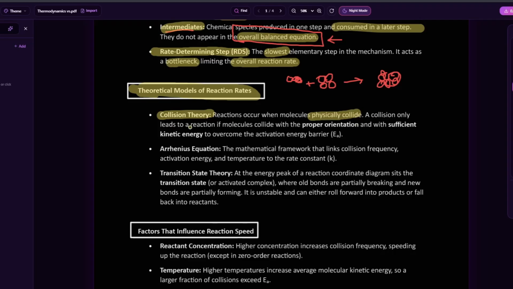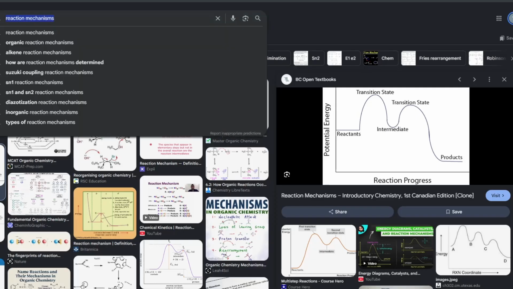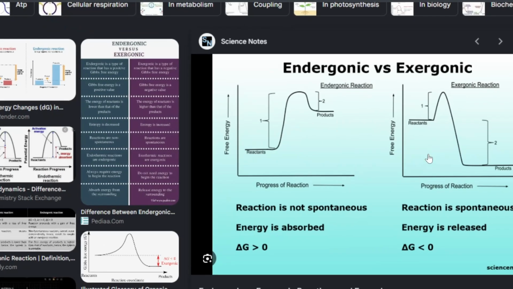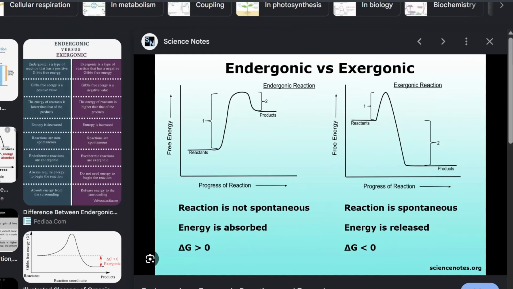A collision only leads to a reaction if molecules collide with proper orientation. Proper orientation means they're facing in the right directions with each other, and only when they collide in those correct directions, with sufficient kinetic energy, will they overcome the activation energy. So you should know the basics of endergonic and exergonic reactions. You should know this basic free energy chart. So understand this before you move on.